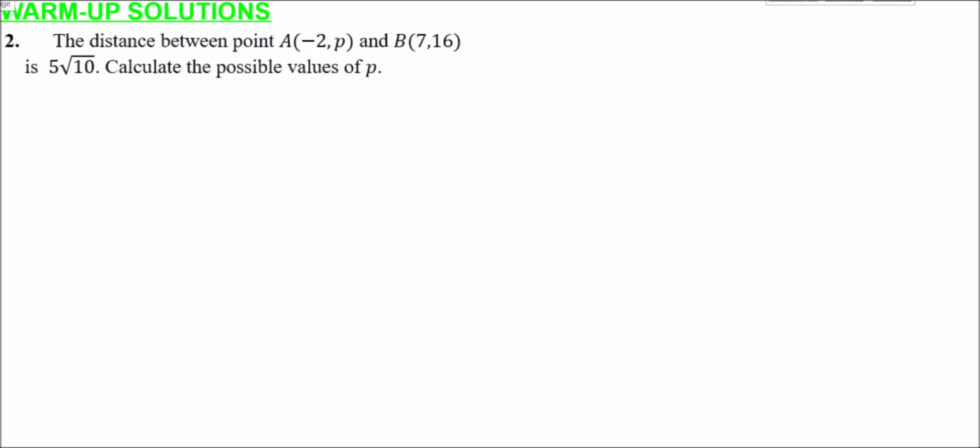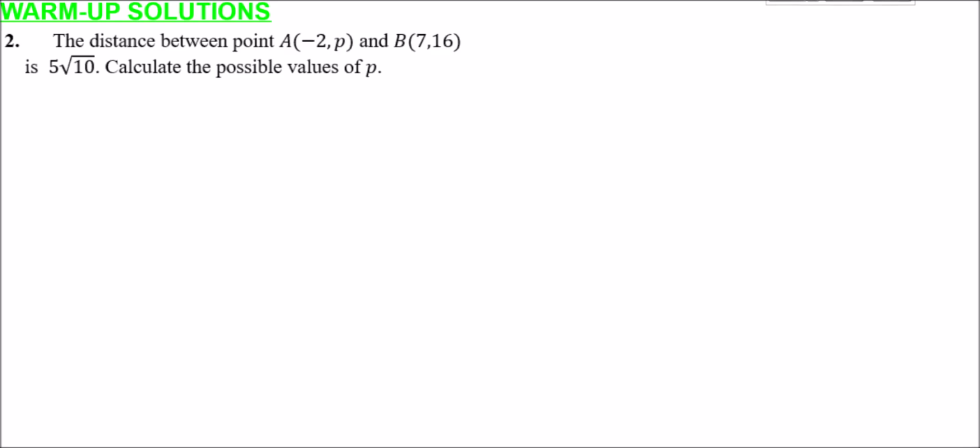Question 2, we have point A, which is minus 2, p, we don't know what p is yet, and B, which is at 7, 16. We're told the distance between A and B, the distance AB, is 5 root 10. Calculate the possible values of p. Now interestingly, it doesn't say calculate the value of p, it says possible values of p. So rather than thinking, well, where do I start, let's just go back to basics and think about finding what p might be.